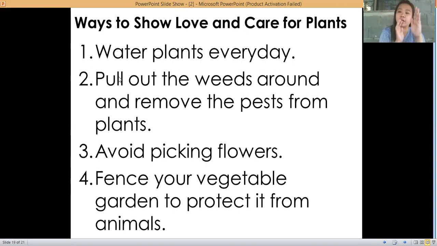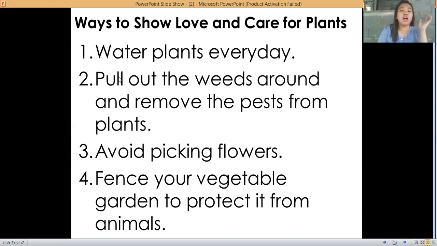So for example, this is your plant and there's weeds, yung damo-damo, you need to remove it. Why? So that only your plant can get the nutrients from the soil. If there's weeds around your plant, then they are also getting the nutrients of the soil where you planted your plant. So you need to remove the weeds so that only your plant can get the nutrients from the soil. And if there's pests, you need to remove them also.